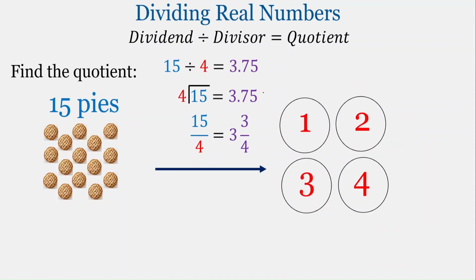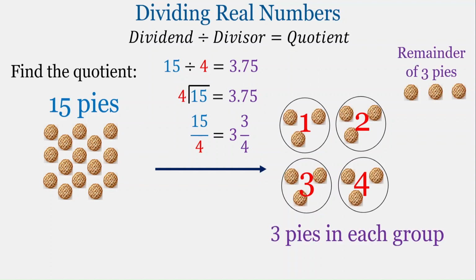Now let's look at 15 pies. And in this case, we're going to group them into 4s. So each of these 4 groups will have the same number of pies. Well, if we pass those around, we can get 3 pies into each group. That's 12 pies. And that leaves us with a remainder of 3 pies.